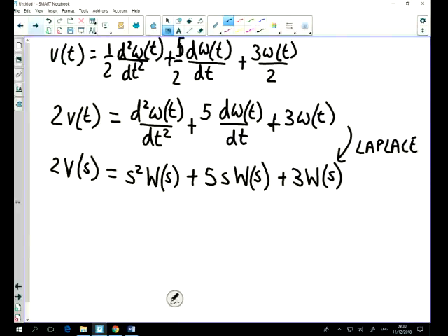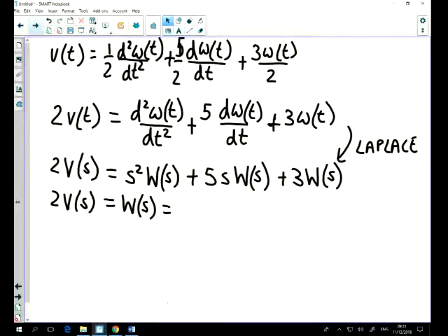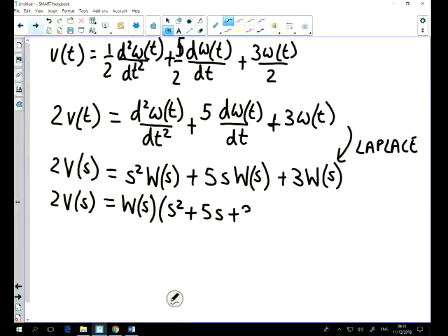Okay, then that doesn't really look much like a transfer function. What we really want to see is how does omega vary with a change in voltage, yeah? How does the radial speed vary if we change the voltage? So the next thing would probably be to put stuff into brackets. W(s) is in each of those terms, so we can take that outside a bracket, yeah? S squared plus 5S plus 3. Still following okay?